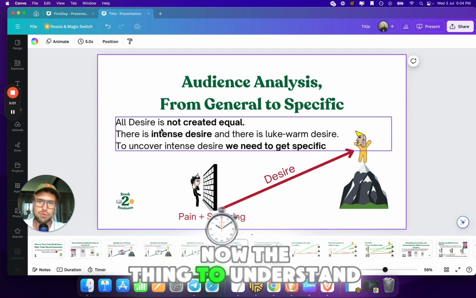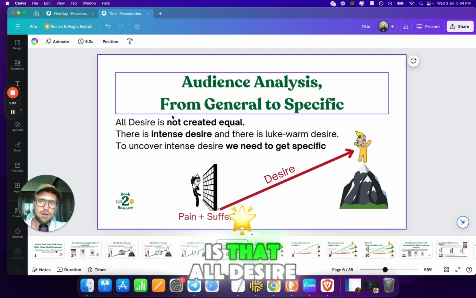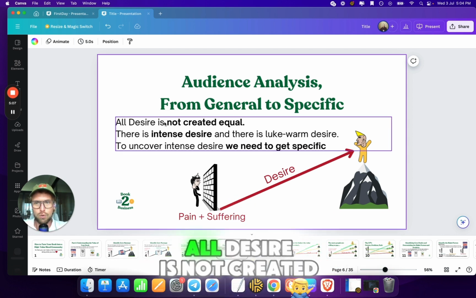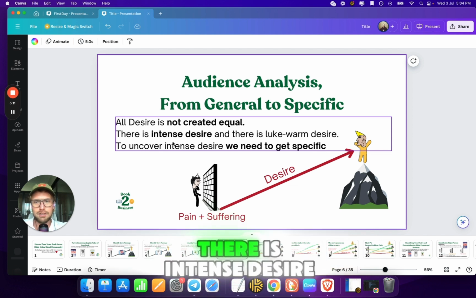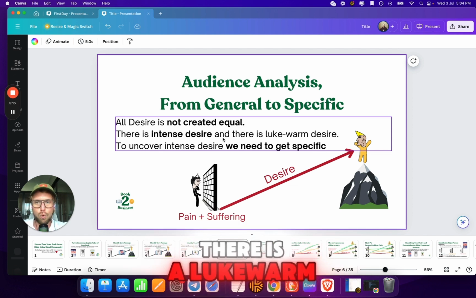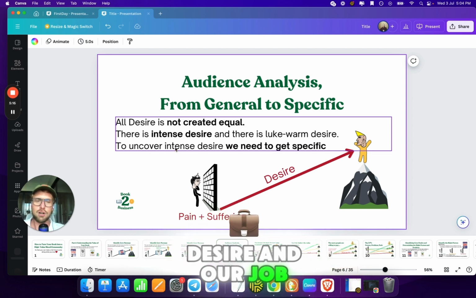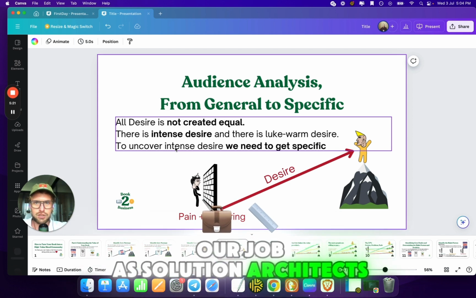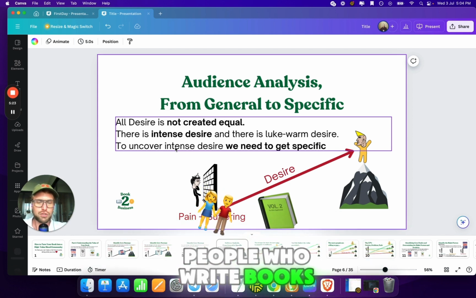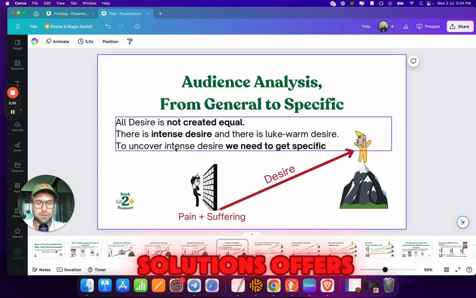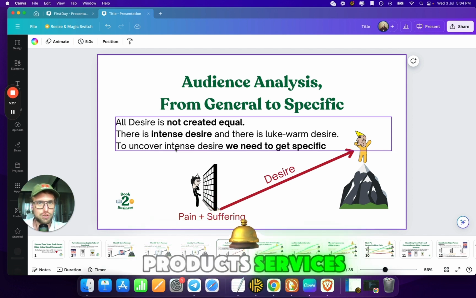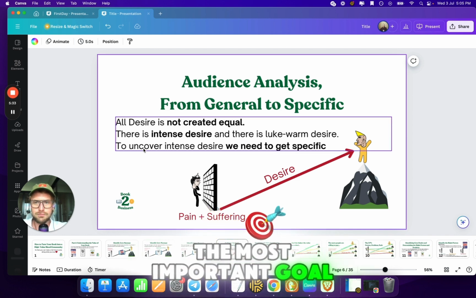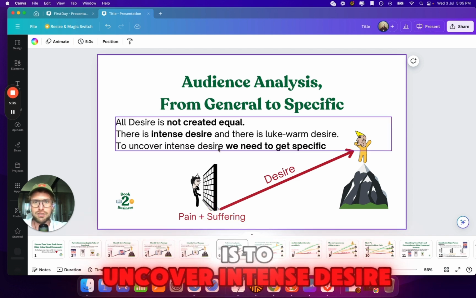Now, the thing to understand is that all desire is not created equal. Okay, there is intense desire, there is a lukewarm desire, and our job as entrepreneurs, our job as solution architects, people who write books, people who come up with solutions, offers, products, services, our goal, the most important goal, is to uncover intense desire.